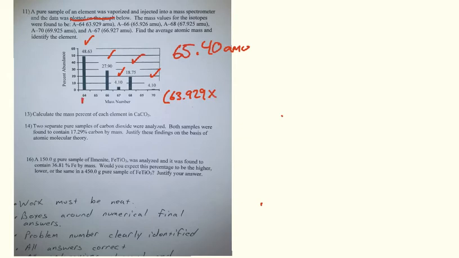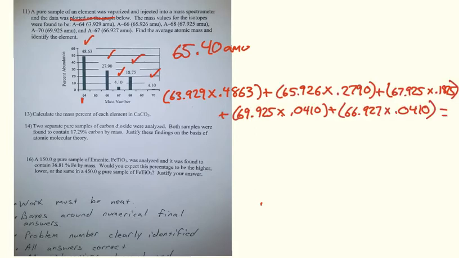So I'm not going to do 48, I'm going to do 0.4863. Then I'm going to add it to, and we're going to keep doing that. So there's going to be 5 parentheses, 1 for each isotope. So this is what the work would look like, going through one at a time.